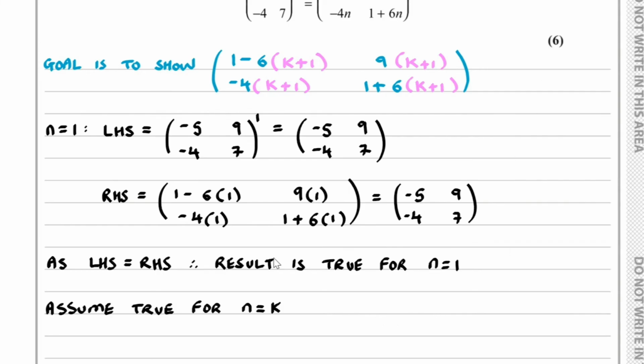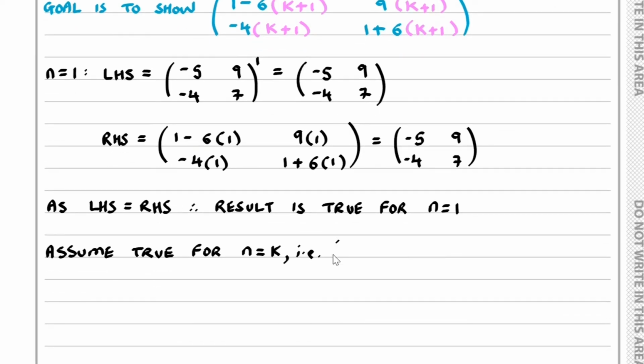Our next step is to assume that the result is true for n equals k. In other words, when we assume that it's true for n equals k, we've got the matrix minus 5, 9, minus 4, 7 to the power of k equaling 1 minus 6k, minus 4k, 9k, and 1 plus 6k.